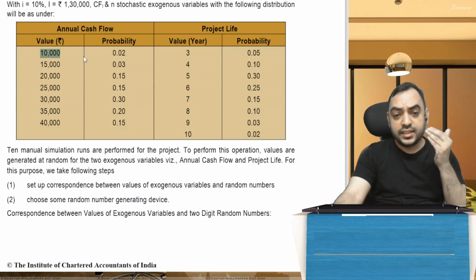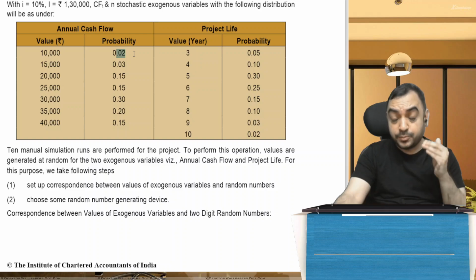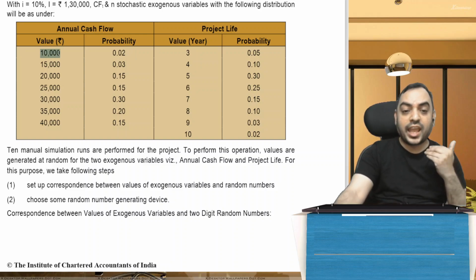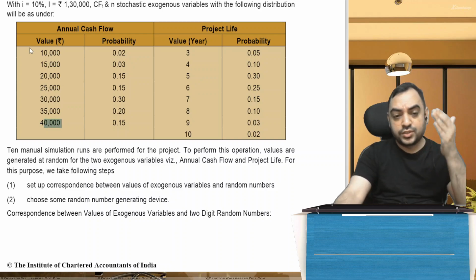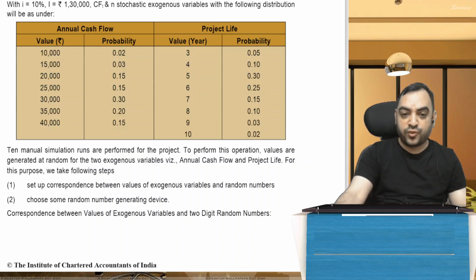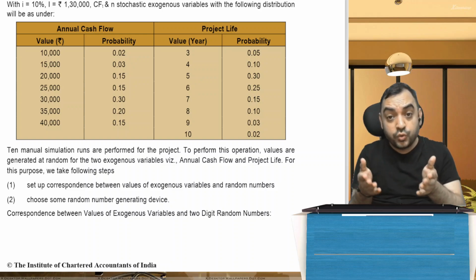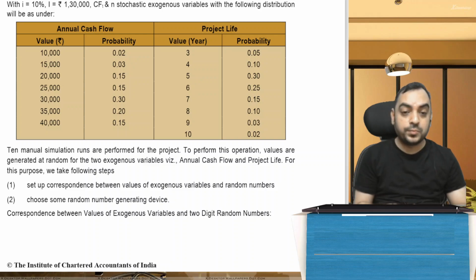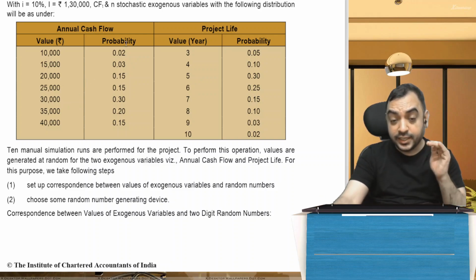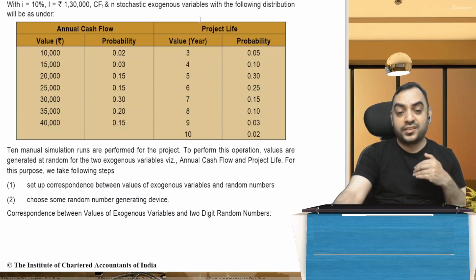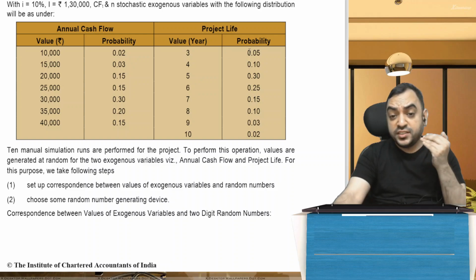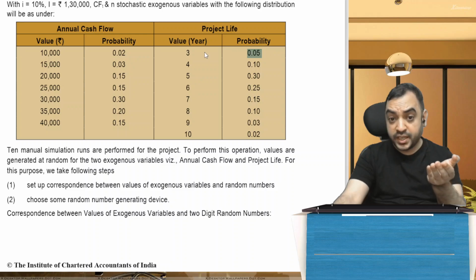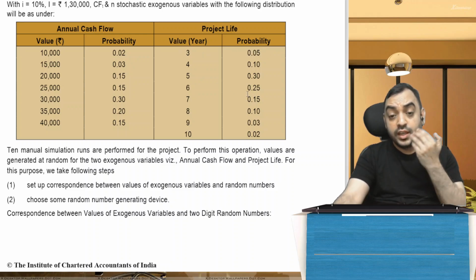So for cash flow, there is a 0.02 probability that the cash flow is 10,000. And similarly, there is 0.15 probability that it is 40,000. Like that, we will have different cash flows with different probabilities, based on which, when we apply the probability approach, we get the expected cash flow. Similarly, for project life also we have different numbers. There is 0.05, or 5%, probability that the project life is 3 years, or there is 25% probability that the project life is 6 years, like this.